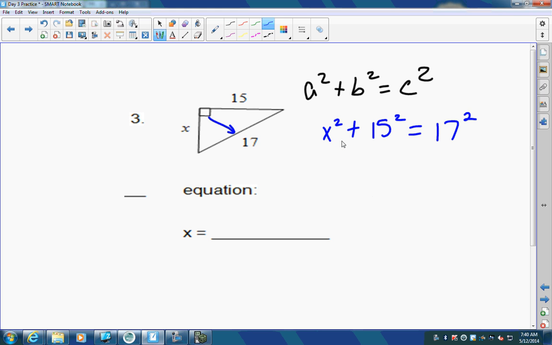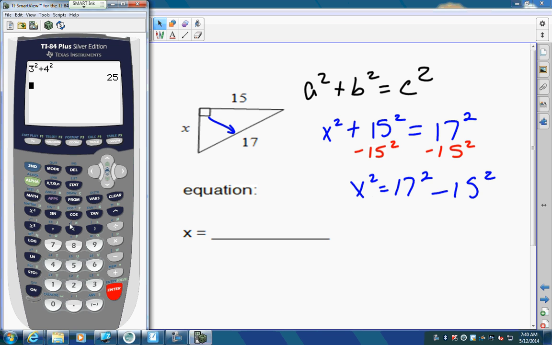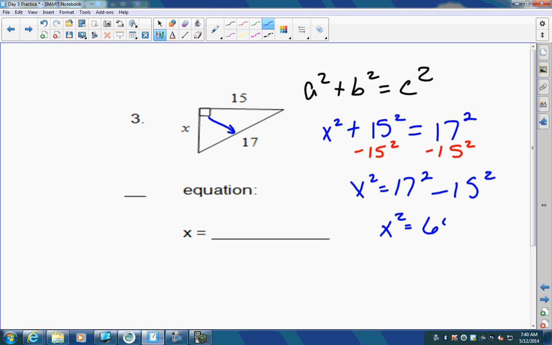Now, to be able to find x squared, you're just subtracting them. Because when I move this to the other side, I'm going to get x squared equals 17 squared minus 15 squared. So if I go into the handy-dandy calculator and put in there 17 squared minus 15 squared and press enter, that gives me 64. So x squared equals 64.